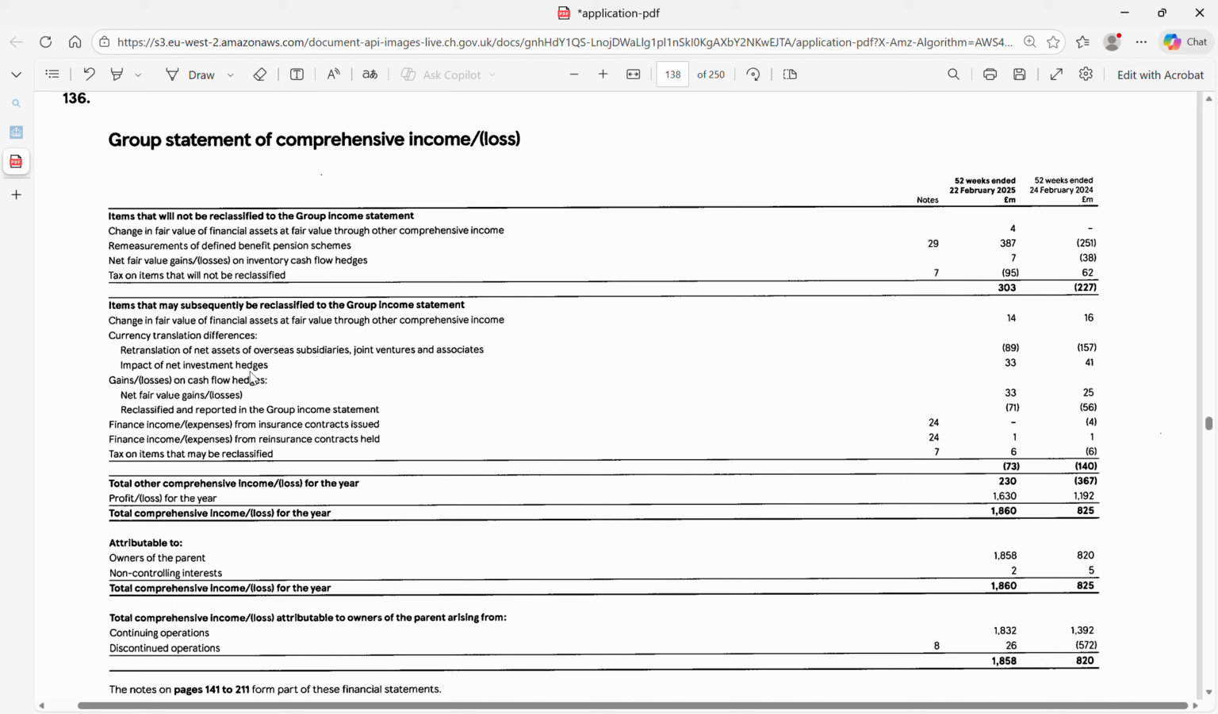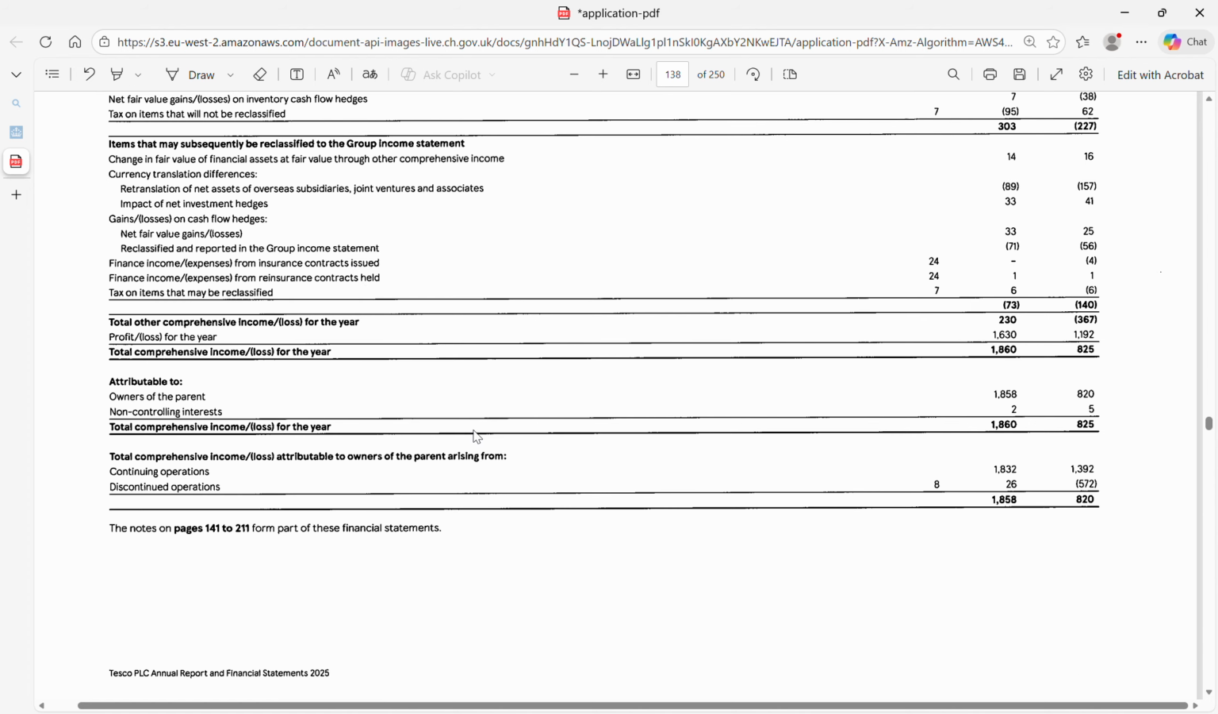Impact of net investment hedges, more hedges, net fair value gains and losses, finance income from insurance contracts issued. So these are just finance incomes. So nothing else major there. You've got these continuing operations and discontinued operations. There's a specific requirement that asks them to disclose discontinued operations as a separate line on their P&L, but you're not going to see that every year. It's quite unusual to see that sort of item in a set of accounts.